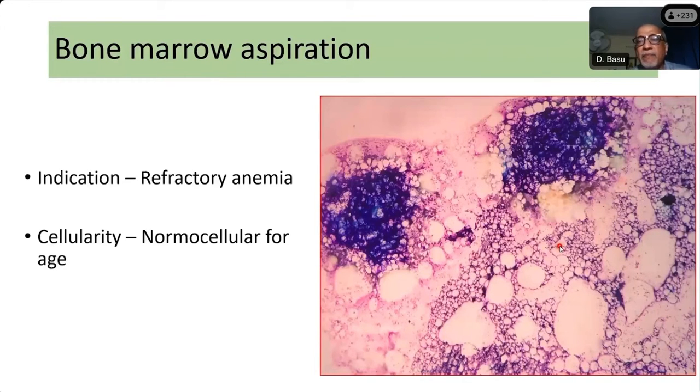For a 60-year-old male, the cellularity is within normal range, normocellular for age. Right. I hope you all are aware of how to assess the cellularity. It's best done on the trephine biopsy, but still roughly 100 minus age is what is taken. So this is kind of a normocellular marrow.